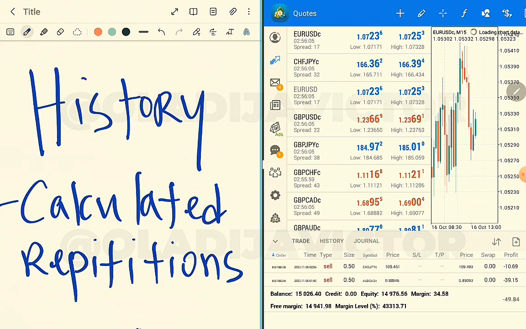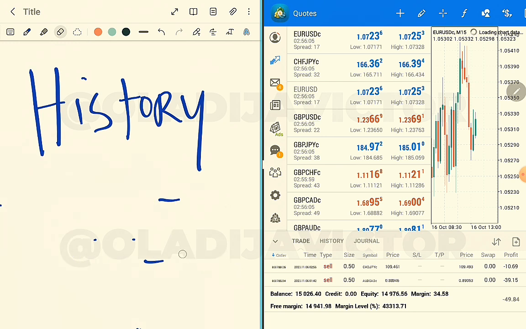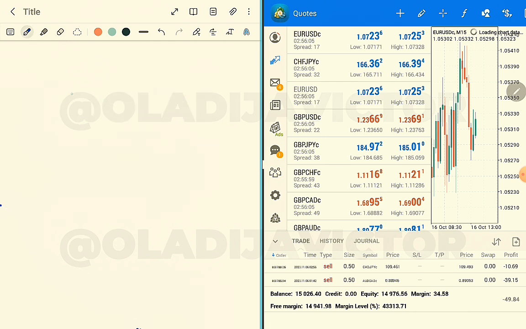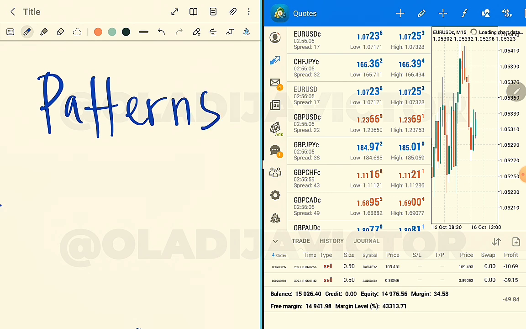In summary, the market is a set of repetitions. The market literally repeats itself over and over again. So what you do in Forex is that you trade history and you trade patterns. It's basically the same thing. You trade history, you trade patterns. The market has done certain things before and there is every tendency that it will repeat itself again.